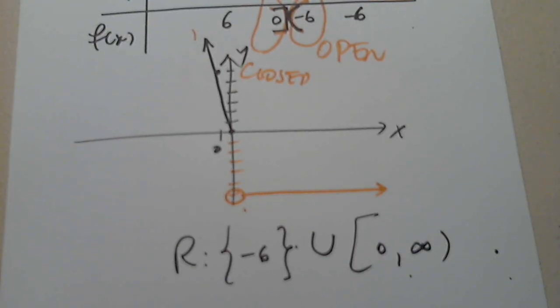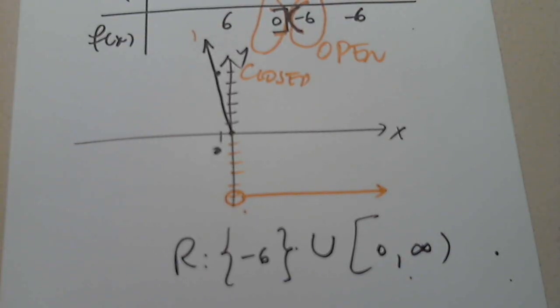I don't think they're asking for the range, are they? Yes, they are asking about the range. The range has at least one isolated value. That's correct. So the graph is this, and it has an isolated value. The isolated value is this negative 6, and the interval is 0 to infinity.